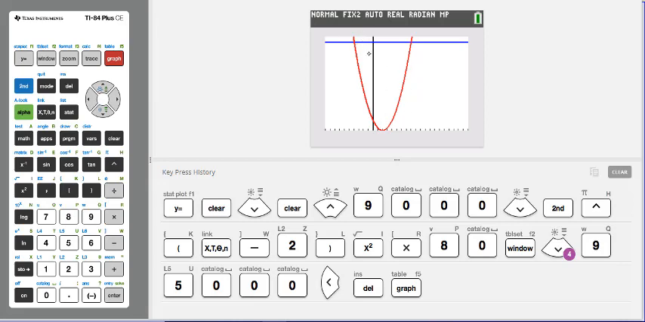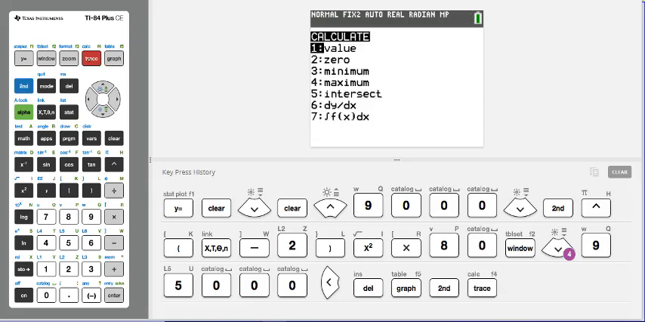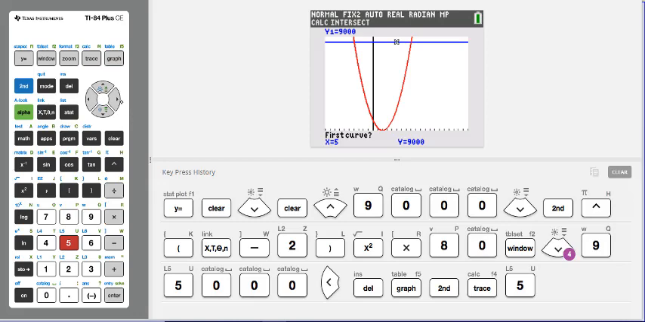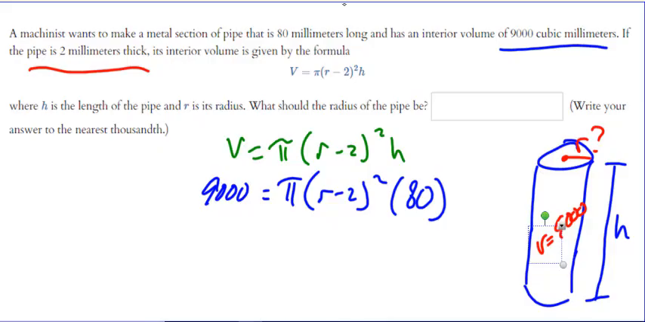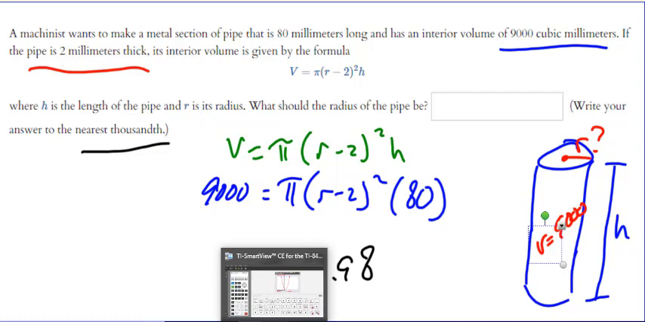All right, so these are positive x's over here, these are negatives, so I can't have a negative distance, so I'm going for that intersection there, which would be second trace, 5. Okay, enter, 7.98. So the radius would have to be 7.98. Round it to the nearest thousandths, which would be tens, hundreds. Let's see, tens, hundreds, thousands. It'd be 3 places.